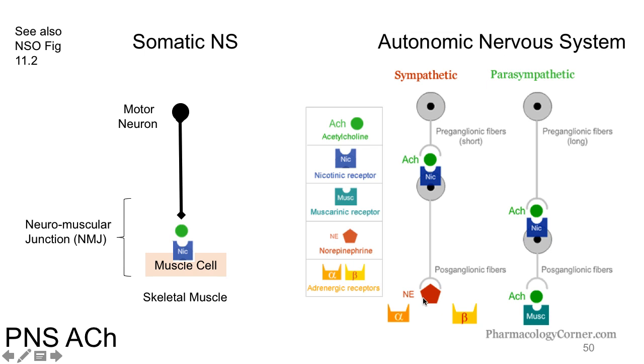Norepinephrine is also important in the autonomic nervous system. It is the neurotransmitter used at postganglionic synapses, acting on postsynaptic metabotropic norepinephrine alpha or norepinephrine beta receptors. These receptors are termed adrenergic receptors because they are not only the receptors for norepinephrine, which is also known as noradrenaline, but they're also the receptors for epinephrine, also known as adrenaline. So that's how they get the name adrenergic receptors.